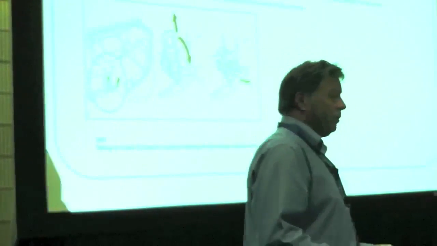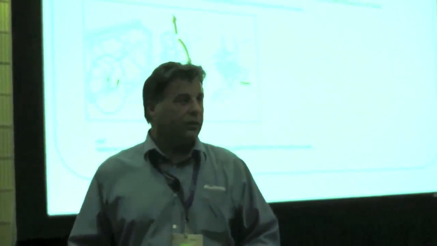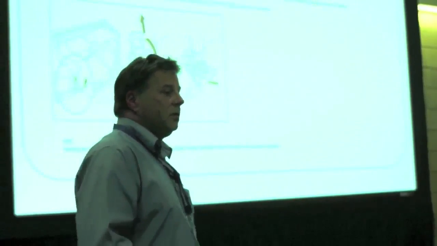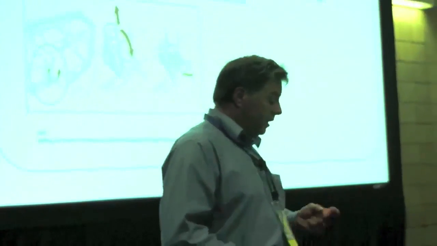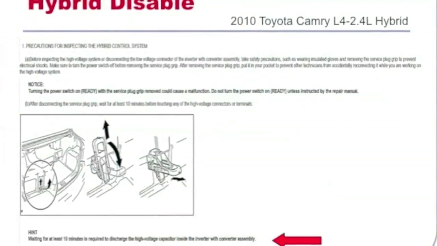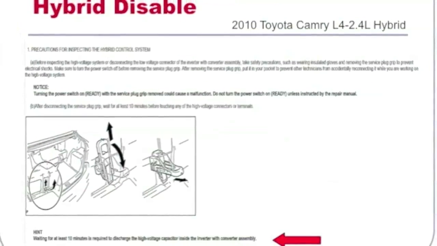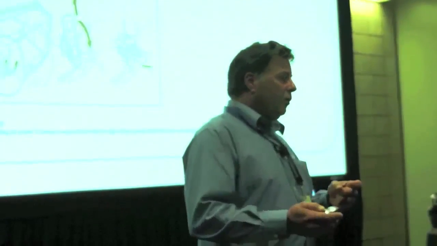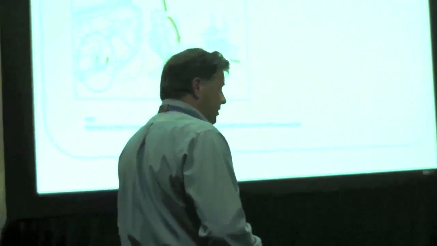Hybrid information, we all know what these things are. 5 years ago, we were all scared of them. Sometimes we still are. But there are disabling and enabling procedures on these vehicles that are very simple if we have the data available and just take a look. We don't have to lose that revenue opportunity. We don't have to send it out. We can do it in our shops. But there are precautions on some of this stuff.